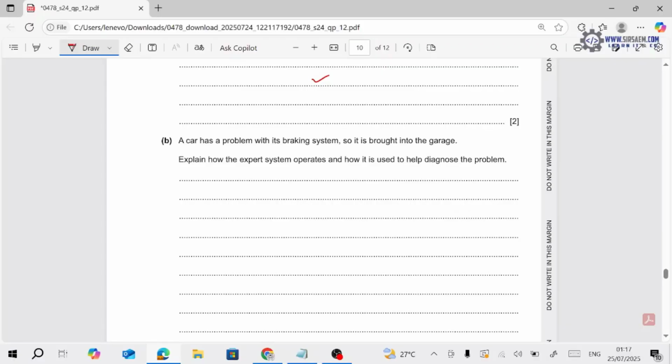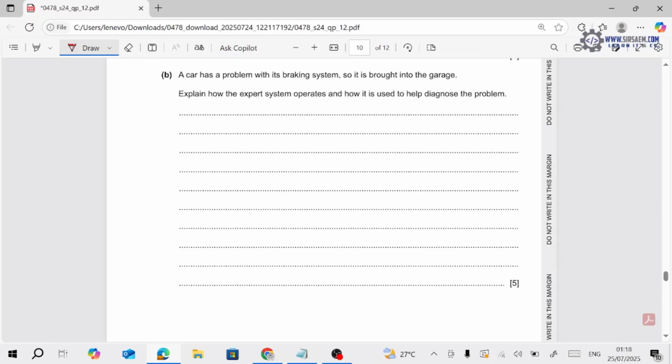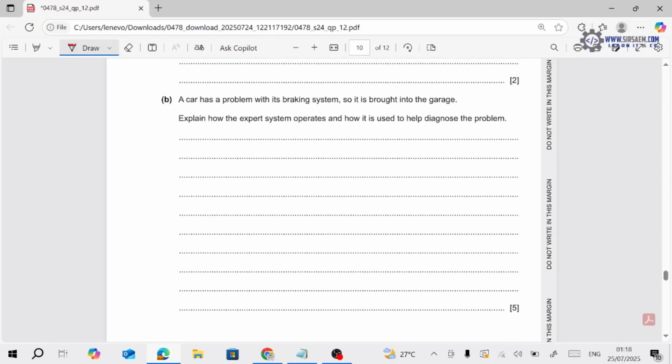So go through the lecture below. I've given a description of the problem with its braking system. It is brought into a garage. Explain how an expert system operates and how it can be used to help diagnose the problem. So first of all, you have to talk about the GUI, the graphical user interface, or the interface. The question will be given in the GUI.